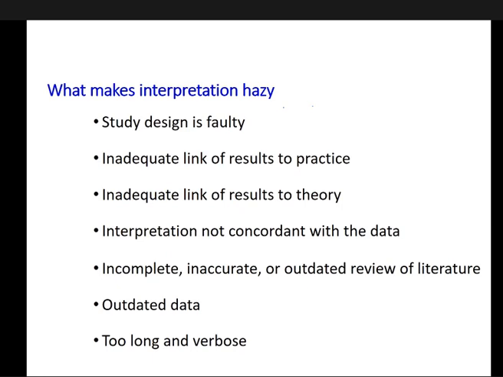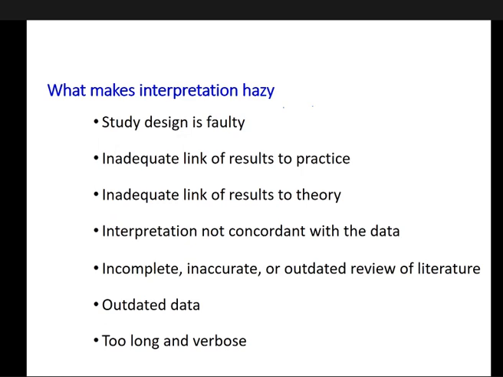Related to that is when your data are outdated. You used outdated data, and in the interpretation you are trying to make, there's nothing new you are contributing. So your interpretation will not be interesting. You are talking of history.